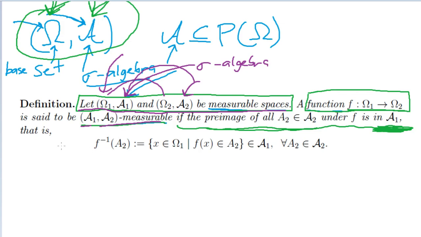And then it was written out here in this mathematical notation. All we're saying there is that the pre-image of all the A2s, so of all the A2s in the calligraphic A2 here, the pre-image, and this is just the definition of pre-image, that's all that is in A1.